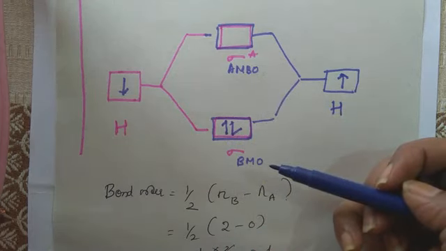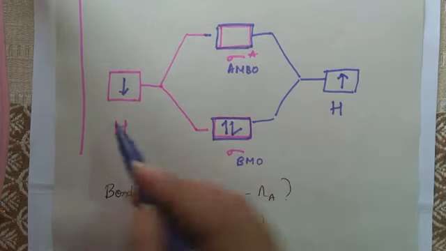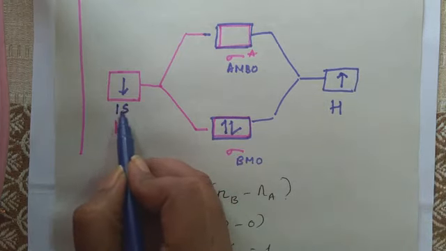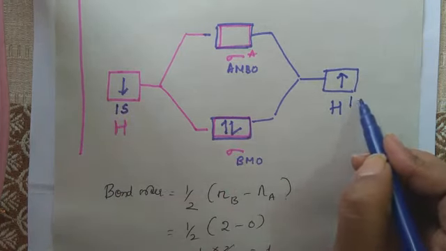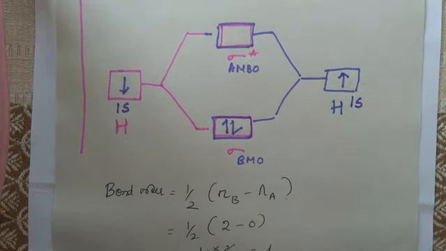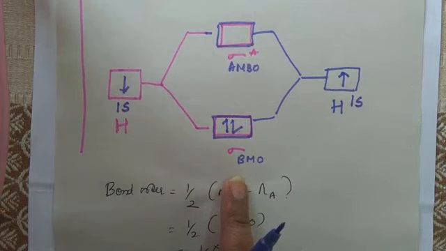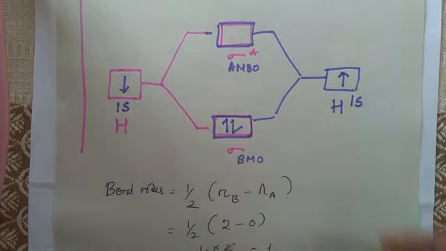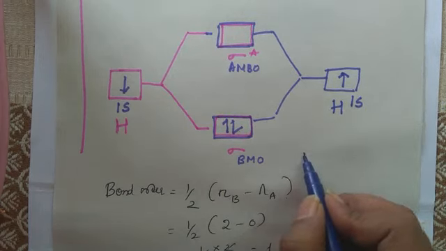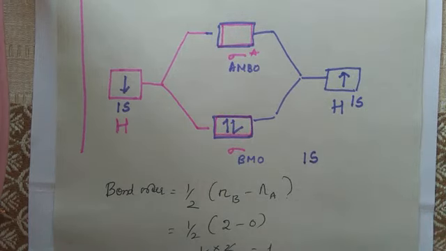Okay. So how do you write its electronic configuration? Which orbital is this? This is 1s for one hydrogen atom. This is 1s for another hydrogen atom. They have mixed together to form molecular orbitals, which are of 2 types, bonding molecular orbital and anti-bonding molecular orbital. So how to write the electronic configuration? From where has the electron come? From 1s. So write 1s.